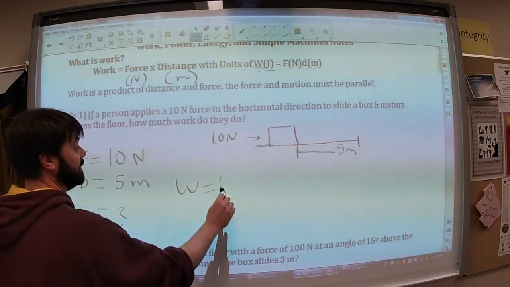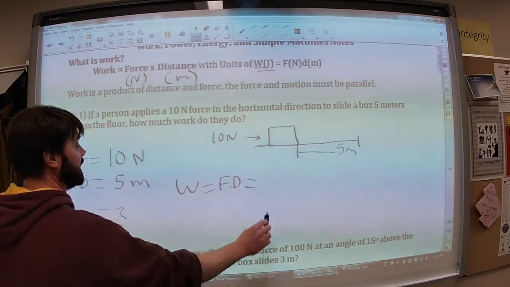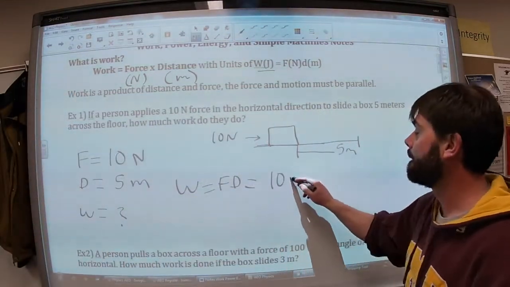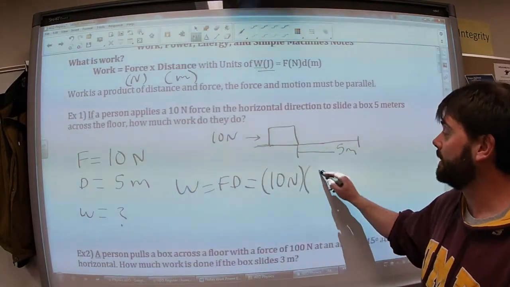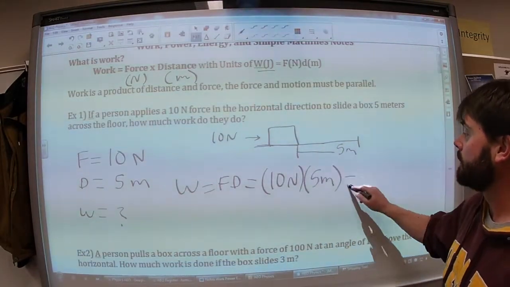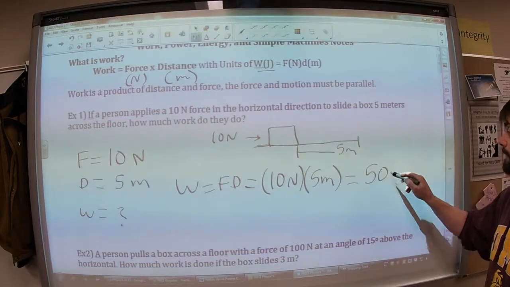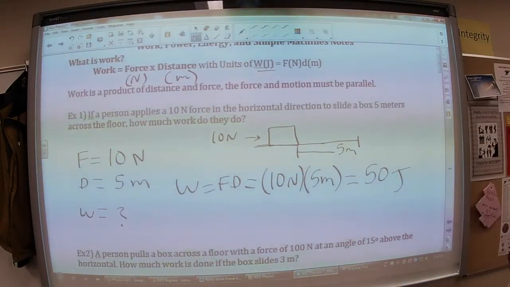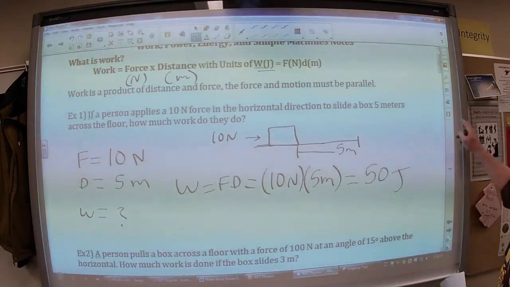List the equation that you're going to use. Work is force times distance. Take your 10 newtons and your 5 meters, and 10 times 5 will give us 50. And again, if you remember our units, a newton meter is the same thing as a joule.